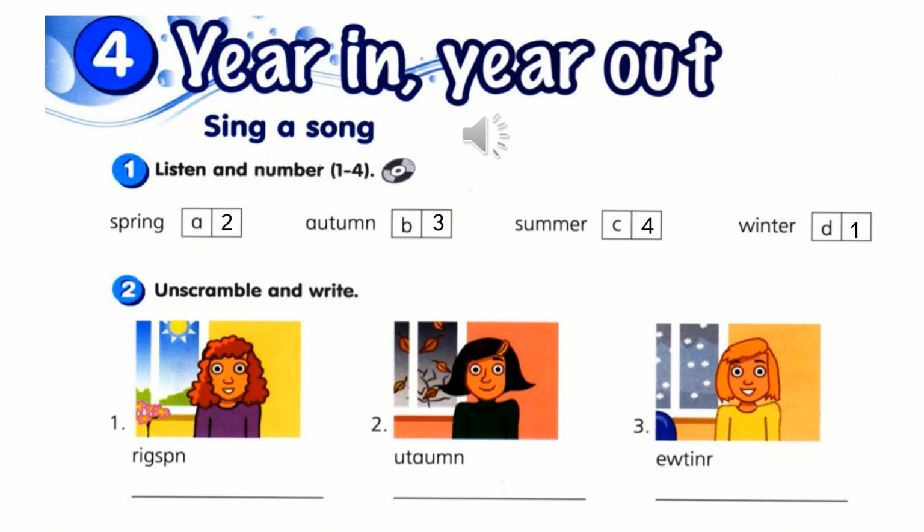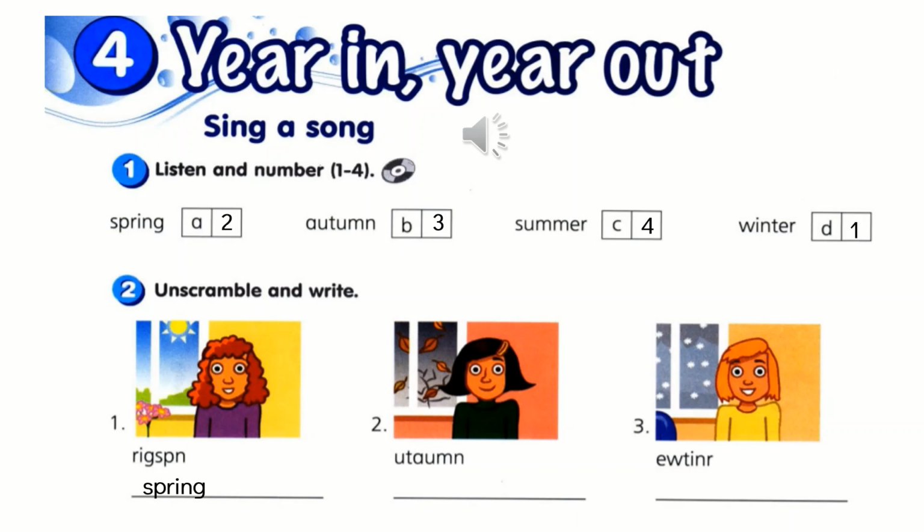So the first one, if you look at the background, out the window, there is a sun high up. And the letters they gave you are R, I, G, S, P, N. So the only thing this could be is spring. S, P, R, I, N, G. Spring.